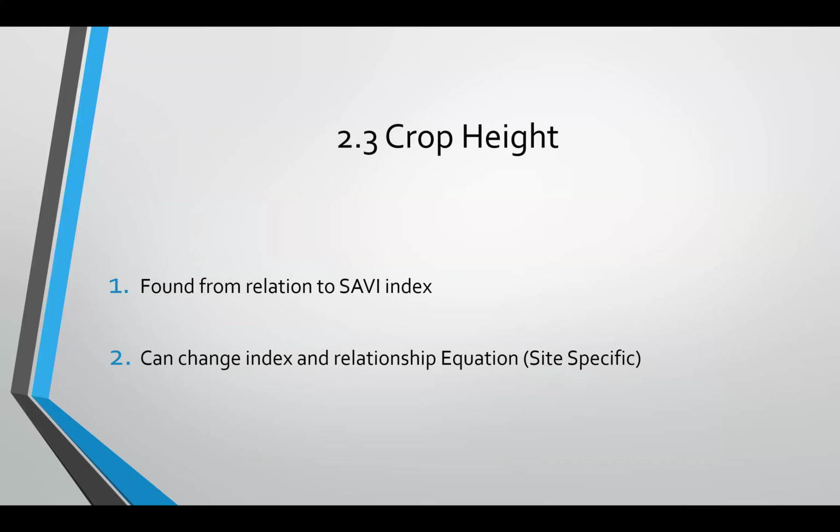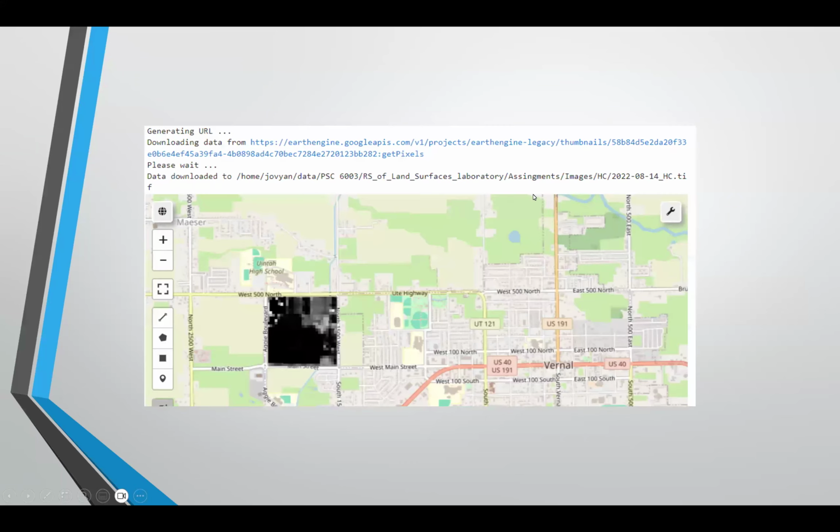The next biophysical property that TSEB requires is crop height. There's been success finding crop height from different vegetation indices. The vegetation index I used was the SAVI index. Again, it's a site-specific equation, but you can change it. I put a comment in so that you know where to change it if you want to use a different equation.